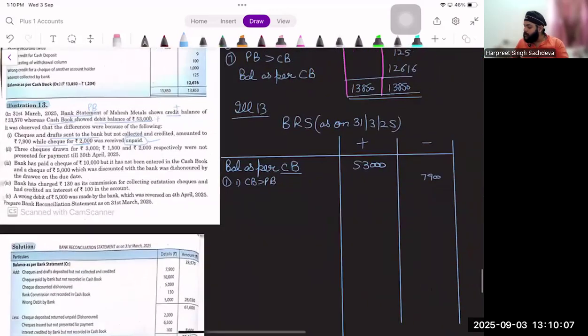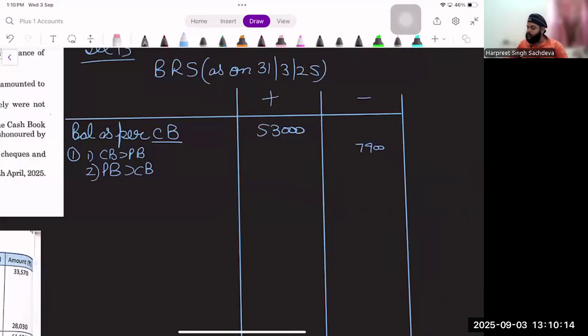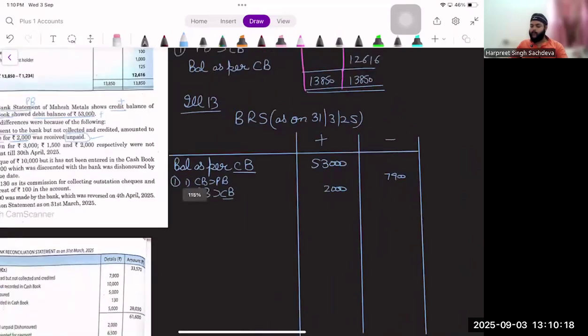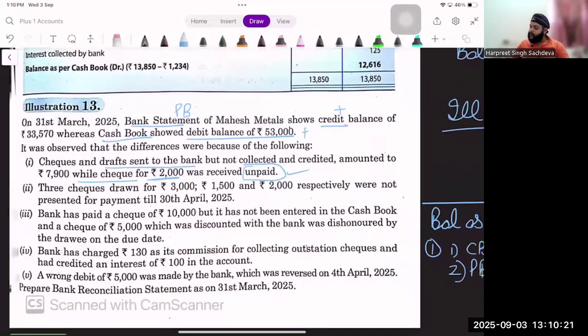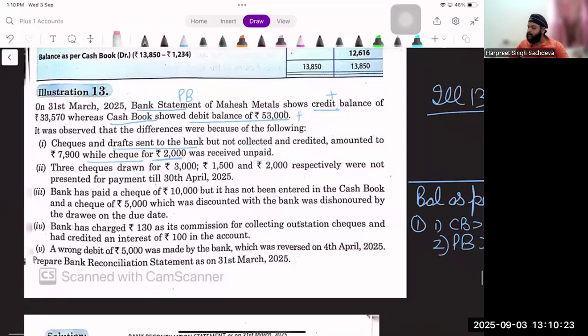So what will be the point in this? Passbook will be greater than cash book. For rupees 2,000, cash book is smaller, we will add that. It was received, actually they should write here, it was returned unpaid. Never mind, you will understand this way only. Unpaid point is clear, Raja.